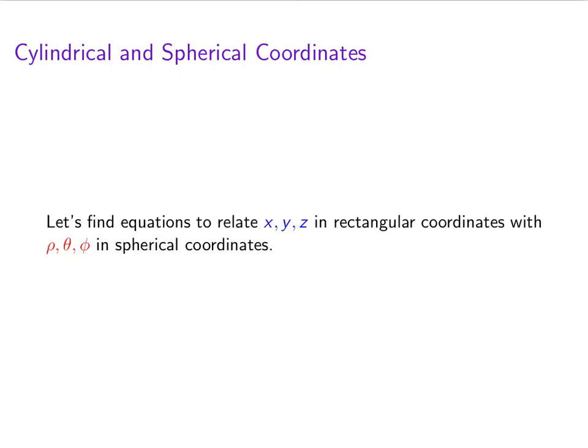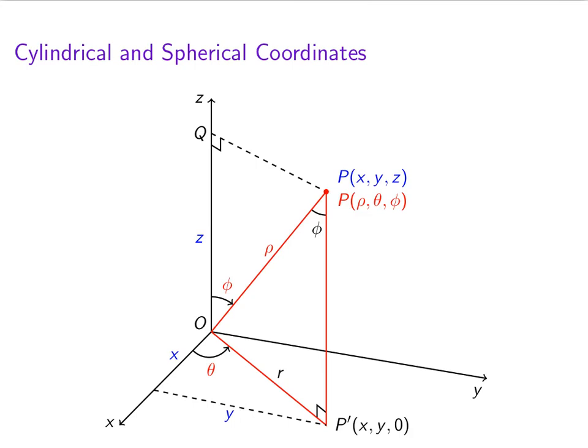What we want to do is also find equations that relate x, y, and z in rectangular coordinates with rho, theta, and phi in spherical coordinates. Let's go back to the picture. Now this is the picture that you want. You might want to jot this down because in the next few slides we're going to refer back to this picture. One thing to notice is there's this red triangle. We're going to make use of that triangle.